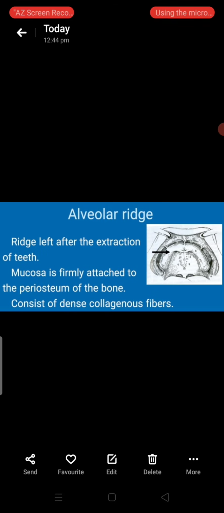Now, next is the alveolar ridge. Alveolar ridge is a secondary stress bearing area. The residual ridge is left after the extraction of teeth. When we extract the teeth, the ridge that remains is known as the residual alveolar ridge. In the residual alveolar ridge, the mucosa is firmly attached to the periosteum of the bone and consists of dense collagenous fibers.